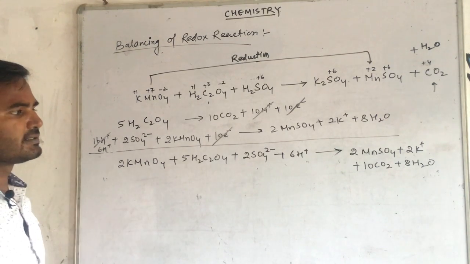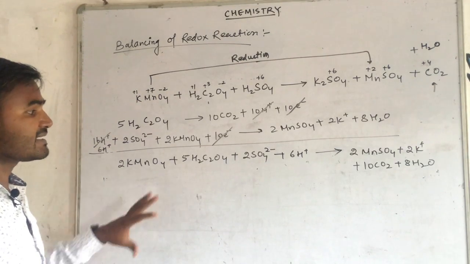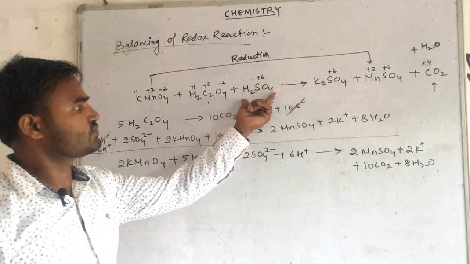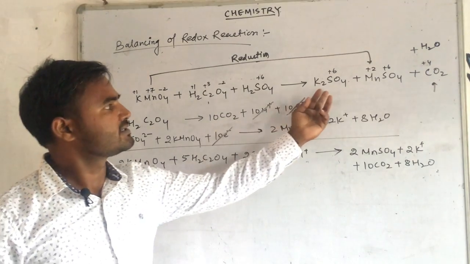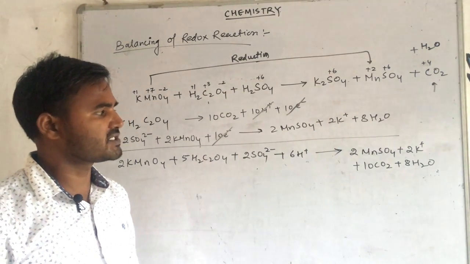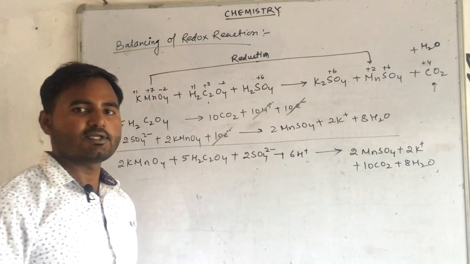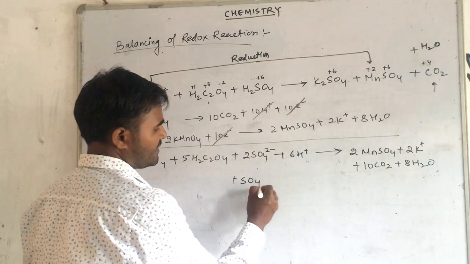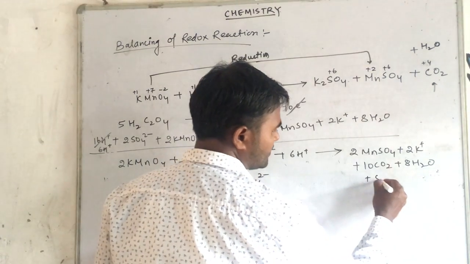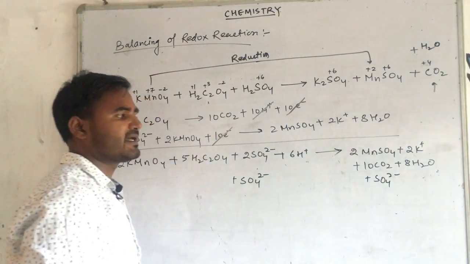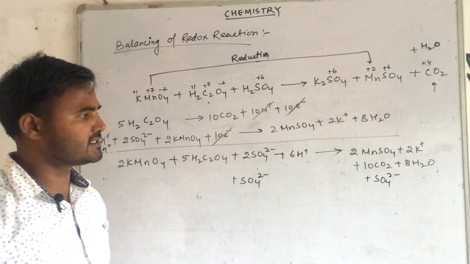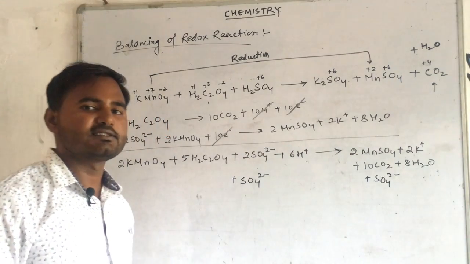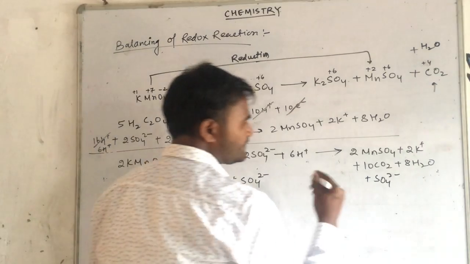So this is the balanced redox reaction, but there are some problems: in the original equation there is H2SO4, but here there is no H2SO4. K2SO4, potassium sulfate, but there is no potassium sulfate. So we have to make it original. To make it original, I am just adding SO4 2 minus on both sides, because it is a balanced reaction. So if I make a change on this side, the same change will be on the other side. Clear?